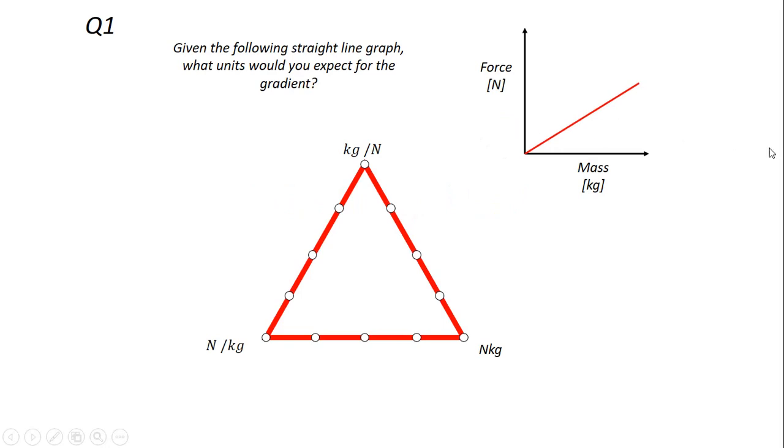So if I gave you this graph with force on one axis, mass on the other, and it's a straight line graph, what units would I expect for the gradient of the line? So kgs per newton, newtons per kg, or newton kgs. So pause the video now to have a think about it, and I'll move on to the next question.